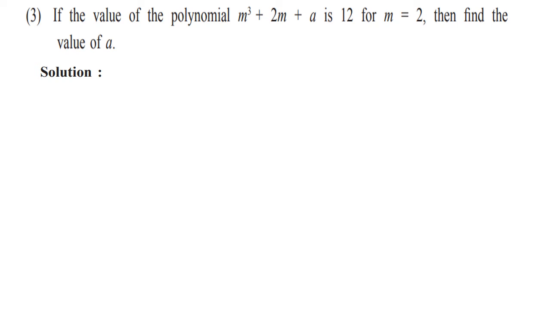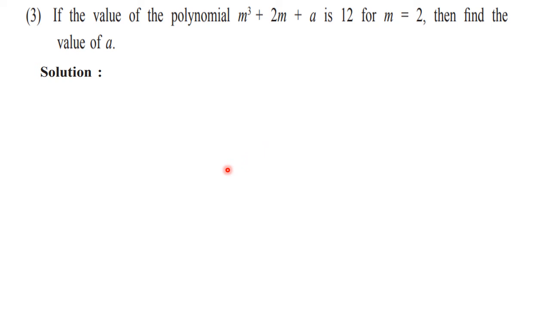Now, next question. Question number 3 here. If the value of the polynomial m cube plus 2m plus a is 12, for m is equal to 2, then find the value of a. Okay, so here we are provided with the value for the variable m. That means if we take this as polynomial P of m, then P of 2 is given to us. The value of the polynomial is 12. And we have to find out this unknown variable.